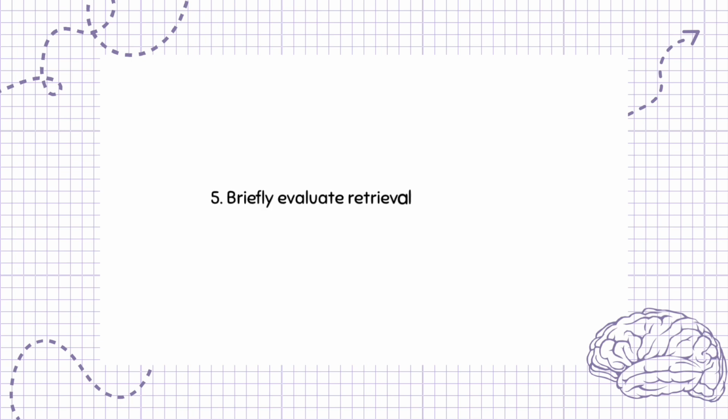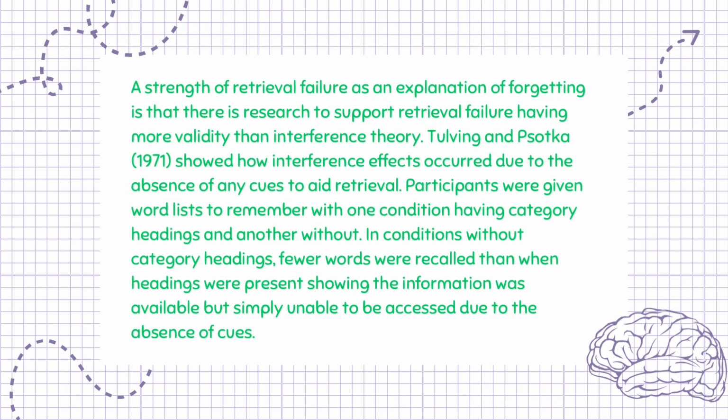Question 5. Briefly evaluate retrieval failure as an explanation for forgetting. 4 marks. A strength of retrieval failure as an explanation of forgetting is that there is research to support retrieval failure having more validity than interference theory. Tulving and Psotka, 1971, showed how interference effects occurred due to the absence of any cues to aid retrieval. Participants were given word lists to remember with one condition having category headings and another without. In conditions without category headings, fewer words were recalled than when headings were present, showing the information was available but simply unable to be accessed due to the absence of cues.